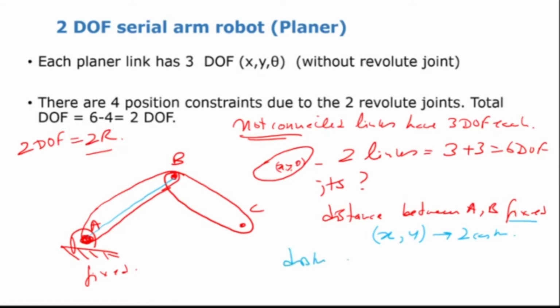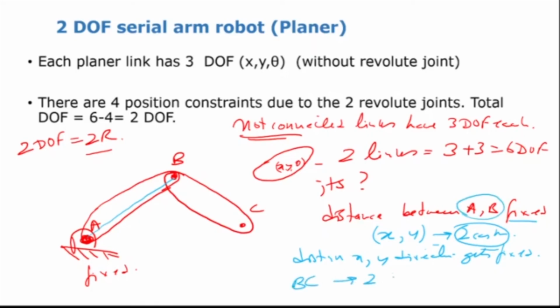So the distance, X_P minus X_A, root over squared, this is 1. The distance in the X direction and the distance in the Y direction get fixed. So how many constraints are there? 2 kinematic constraints have been put. Now what about B and C? This is A and B. Now B and C are also constrained by 2 kinematic constraints, that means the distance in X and Y directions. So there are 2 kinematic constraints there. So kinematic constraints are 2, kinematic constraints are 2.